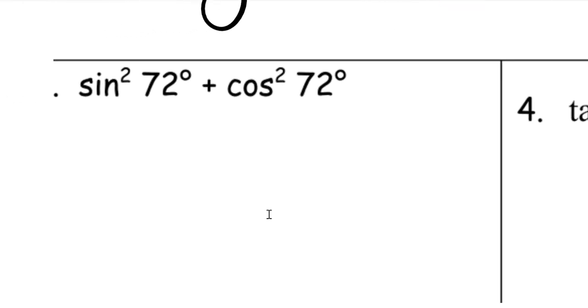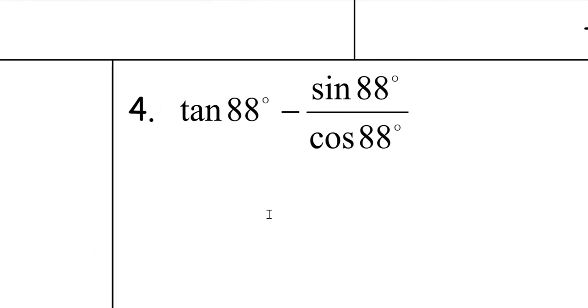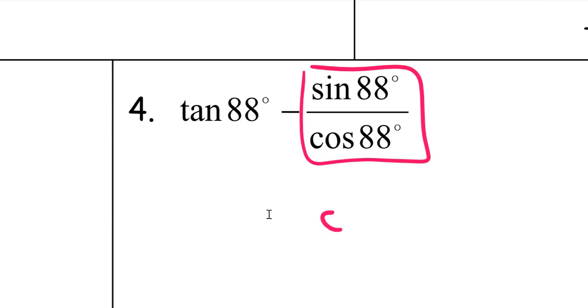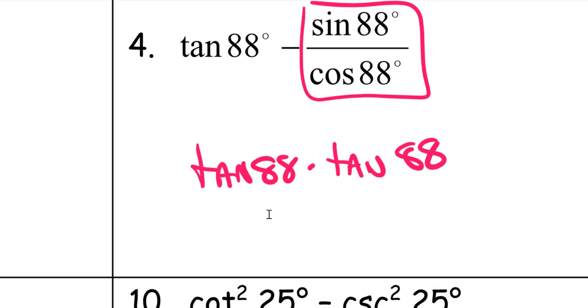Now, let's take a look at this one. Sine squared 72 plus cosine squared 72. Both of these angles are the same, so sine squared plus cosine squared is 1. Now, I got this one over here, tangent of 88 minus sine 88 over cosine 88. Sine divided by cosine is a real fancy way of saying tangent. So this would be the tangent of 88. So if I have tangent of 88 minus another tangent of 88 degrees, we just end up with 0.